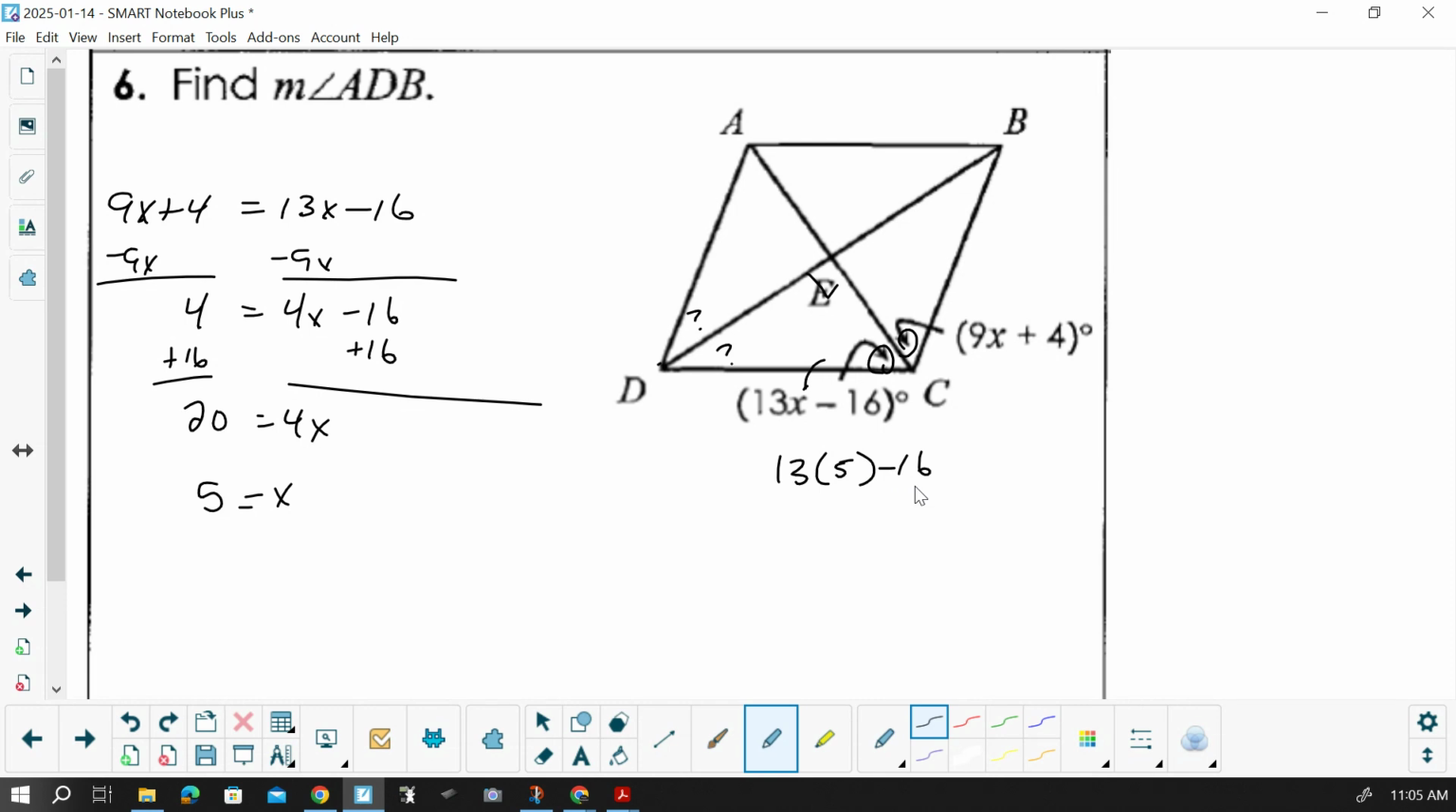13 times 5. 65 minus 16. So this angle right here in the corner is 49 degrees, right? That's 49. That's this angle.